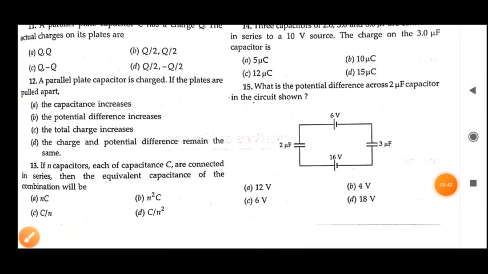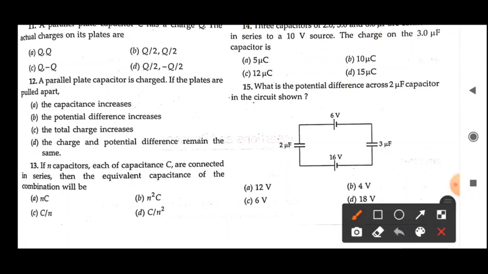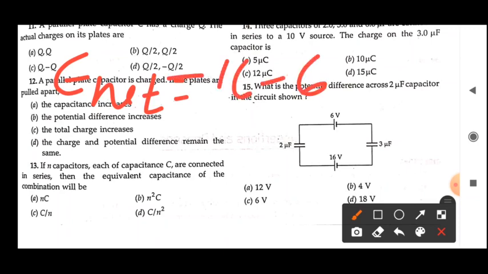Now for the next question: what is the potential difference across the 2 microfarad capacitor in the circuit shown? Let's calculate the potential. First, let's solve this circuit. First you can calculate the equivalent potential applied here. So E net is equal to 16 minus 6, because they have opposite polarity and oppose each other. So the net potential applied on the circuit is equal to 10 volt.